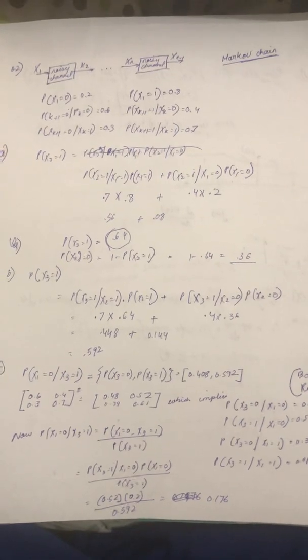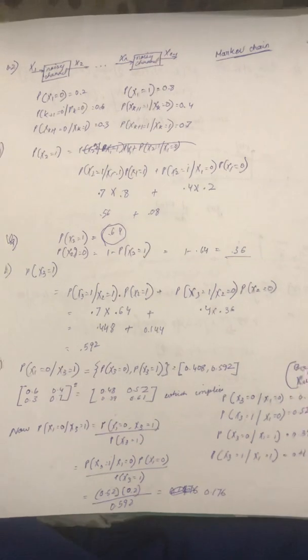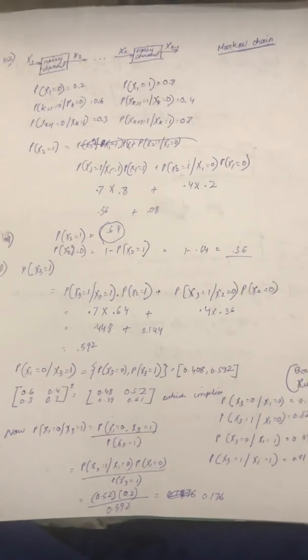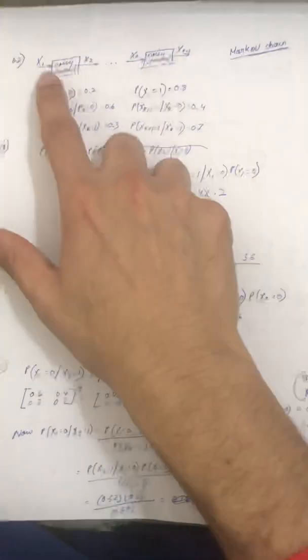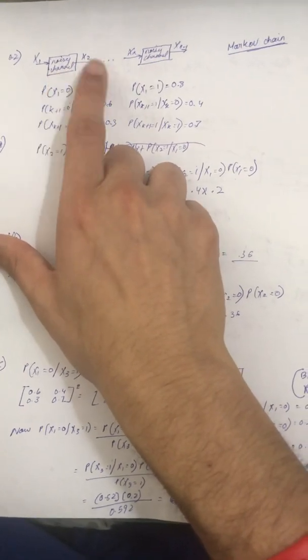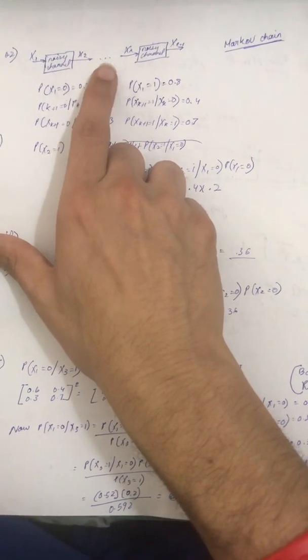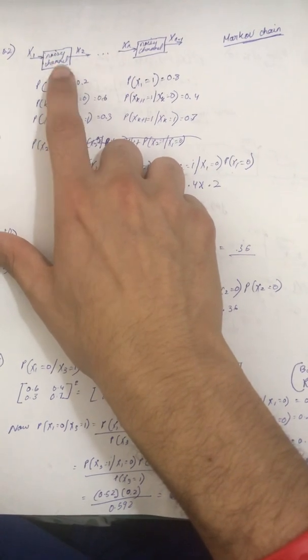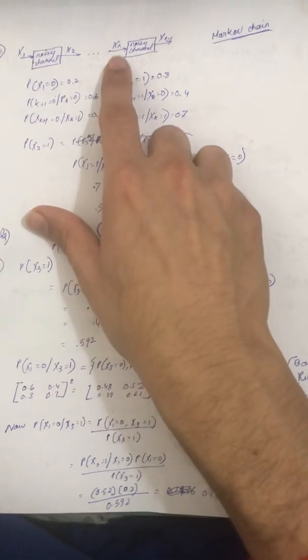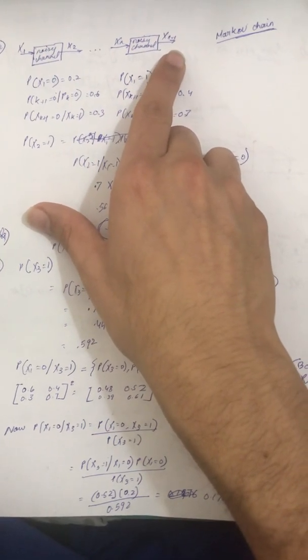In homework number 2, on probability and stochastic gradient, I'm making this video for the second problem. As you can see, this is a system which has x1 as input, a noisy channel, and x2 as output. Similarly, x2 is input to a noisy channel with x3 as output, and that continues until xn is input to a noisy channel and xn plus 1 is output.